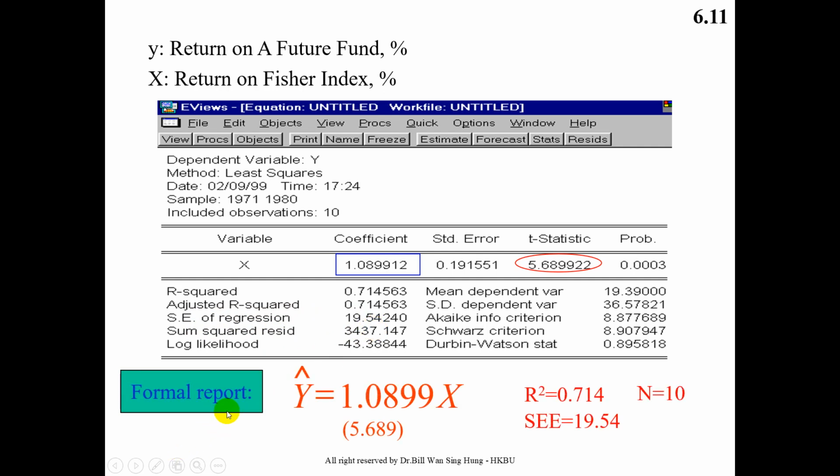So the formal report will be like this: Yi hat is equal to 1.0899, and its t value is this. Its R squared is 0.71, and n is equal to 10, and this is the standard error of regression. Standard error of regression is this, 19.54.